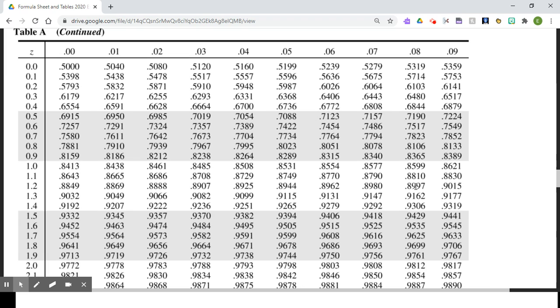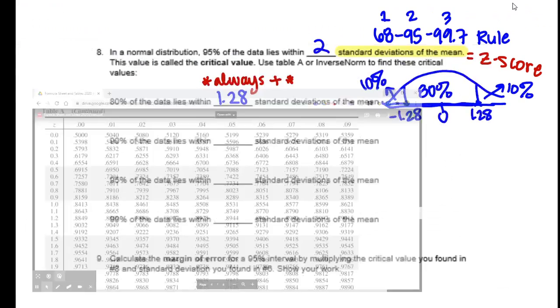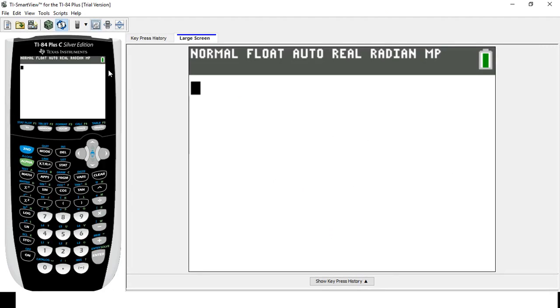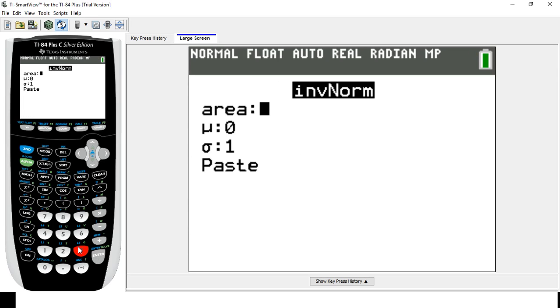So what I want you to do now is, well, actually, I want to show you the calculator too. I'm sorry. Let's do that, and then we will move on. You can finish the rest of the activity. So we're going to hit second bars 3, inverse norm. We have not used this before. And so area means the same exact area that we were looking for in the table.